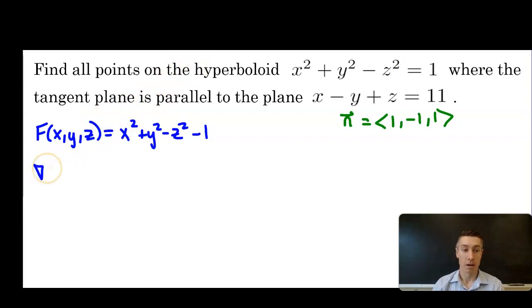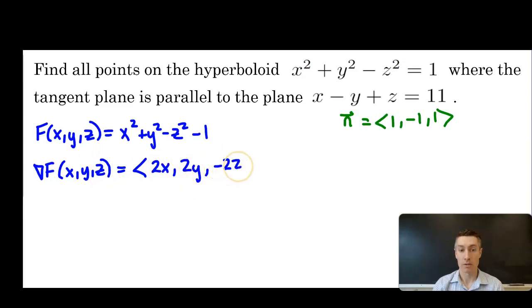All right, gradient of the function. So that's going to be 2x, 2y, negative 2z. And we don't have a point to evaluate this gradient vector at because that's what we're finding. Okay, but we do know that the gradient vector is going to have to be some scalar of the normal vector. You could use whatever scalar you want. I chose k here, but that is the relationship that's going to have to be true.